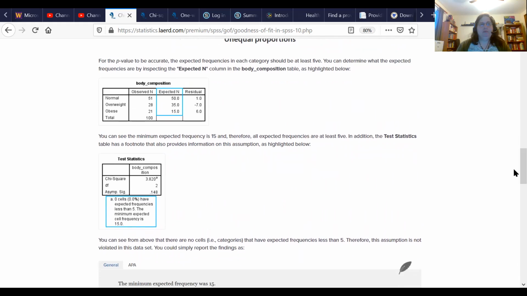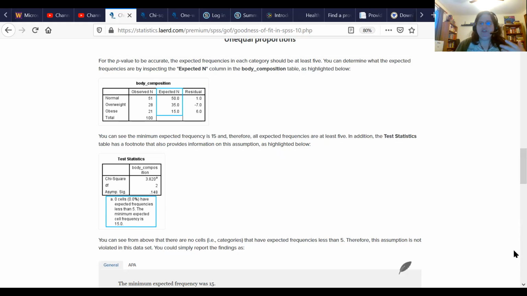Now, unequal proportions. This time, our expected Ns are 50, 35, 15. Again, there are 0 cells that have expected frequencies less than 5. The minimum expected cell frequency is 15, which is right here. That's our 15. Now, let's look at the test statistic. This time, it's 3.820. DF of 2 is the same. That makes sense. And our significance level is 0.148. Now, that's bigger than 0.05, so we're not going to reject.